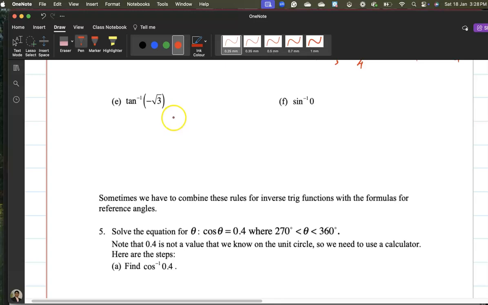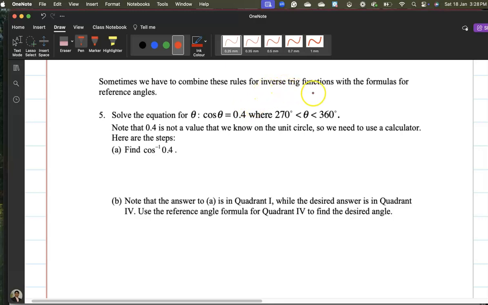Okay, so minus root 3. First of all, tan inverse is in which quadrant? 1 and 4. Now this is negative, so it would be 4. So minus 60, because it's in the fourth quadrant. In radians, that would be minus pi by 3. Yeah. Sine inverse of 0? That's 0. Only one answer. 0 radians, 0 degrees.